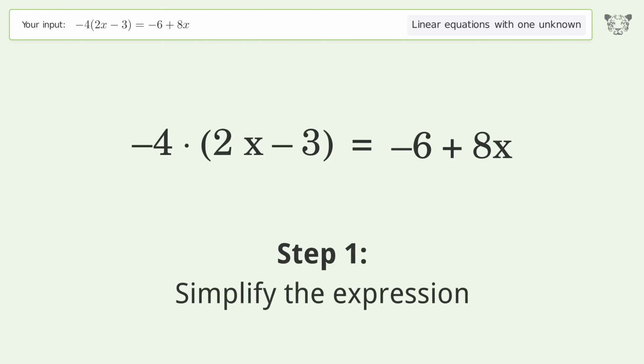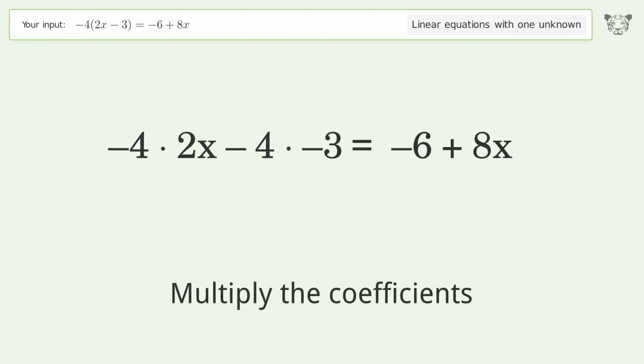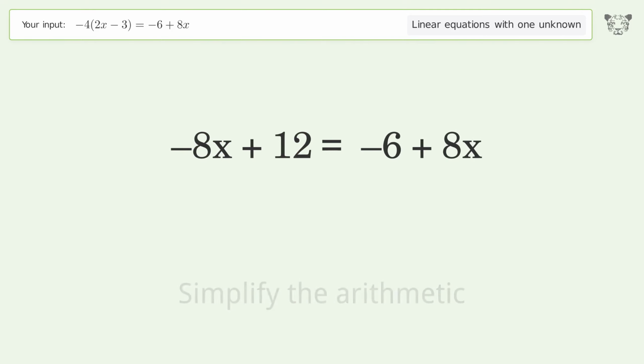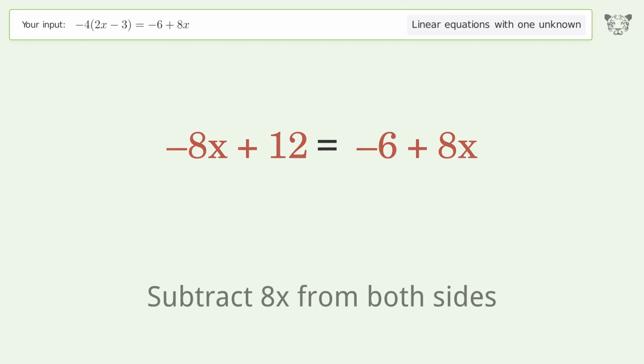Simplify the expression. Expand the parentheses. Multiply the coefficients. Simplify the arithmetic. Group all x terms on the left side of the equation. Subtract 8x from both sides.